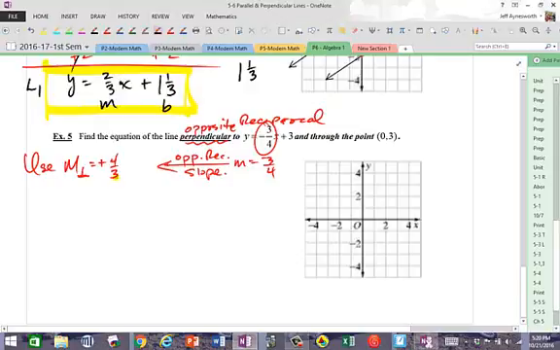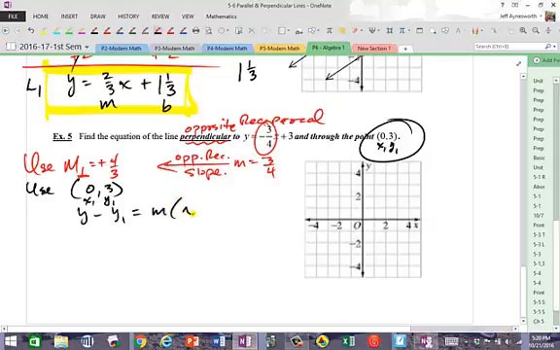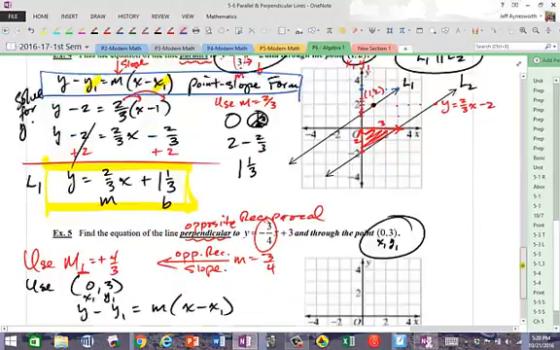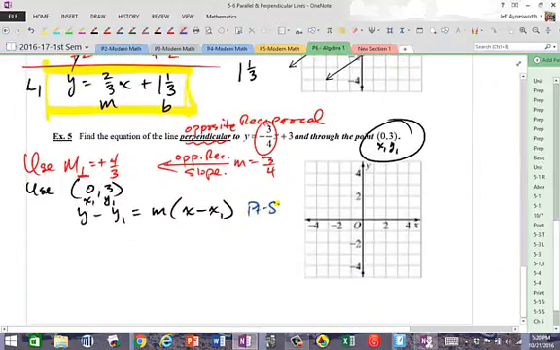We want to use this slope, and we want to use this point right here, x1 comma y1. I want to use 0 comma 3, which is x1 comma y1. So we have y minus y1 is equal to m times x minus x1. That's called point slope form again, right? Just recall, look what we did right here. So let's use point slope form, and substitute a point and the slope in.